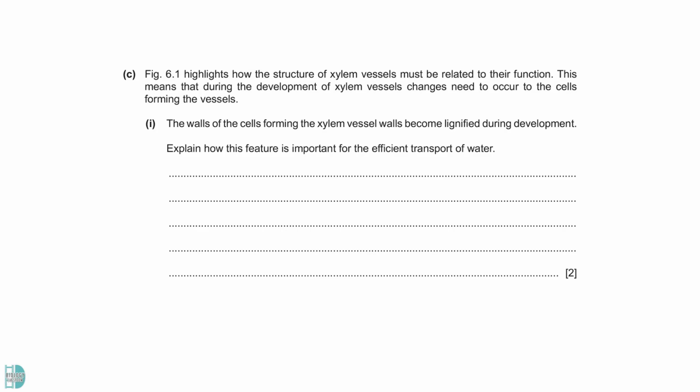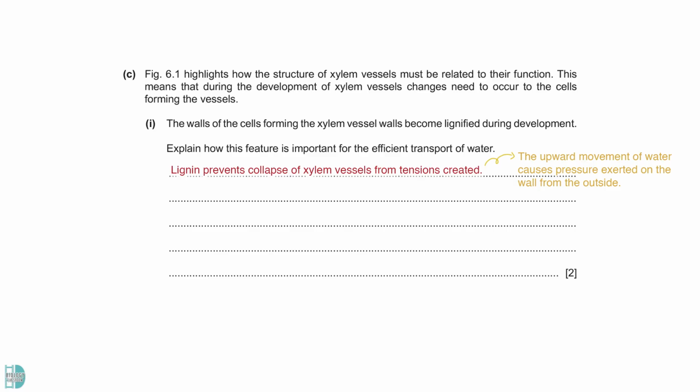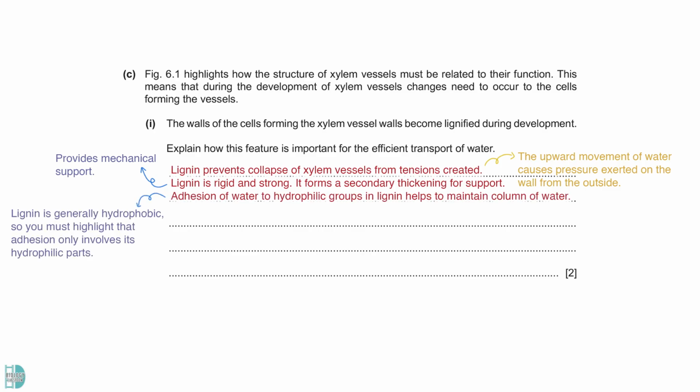C1 wants you to explain how the lignified wall is important for the efficient transport of water. Due to the upward movement of water, there is pressure exerted from the outside. Lignin prevents inward collapse or compression from the tensions created. Lignin is rigid and strong. It provides mechanical support to the cell wall. It forms a secondary thickening for this purpose. Besides, the adhesion of water to the hydrophilic groups in lignin occurs to maintain the column of water.